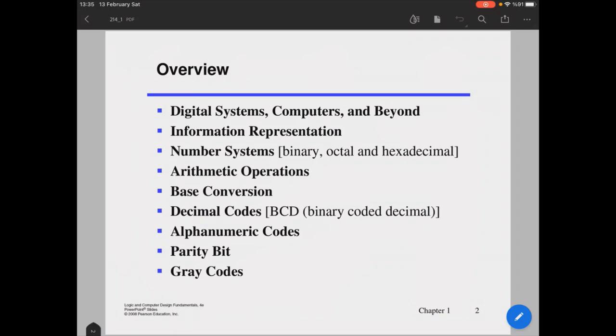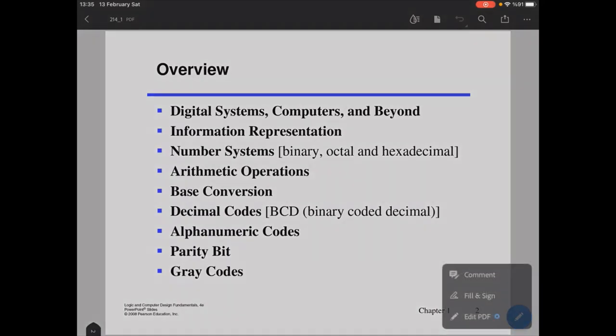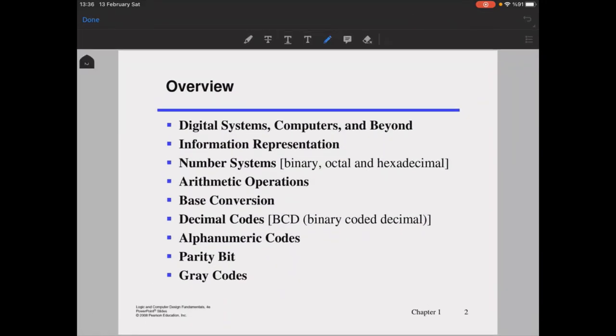This is the overview of the chapter that we will discuss in this session. We will briefly talk about digital systems, computers, and such devices, and how we represent information in those systems. We will take a look at the number systems, dominantly binary, octal, and hexadecimal. Of course, the other number systems are also important, but we will introduce these. Then we will take a look at arithmetic operations, base conversions, decimal codes, particularly binary coded decimal, the alphanumeric codes, parity bit, and gray coding.